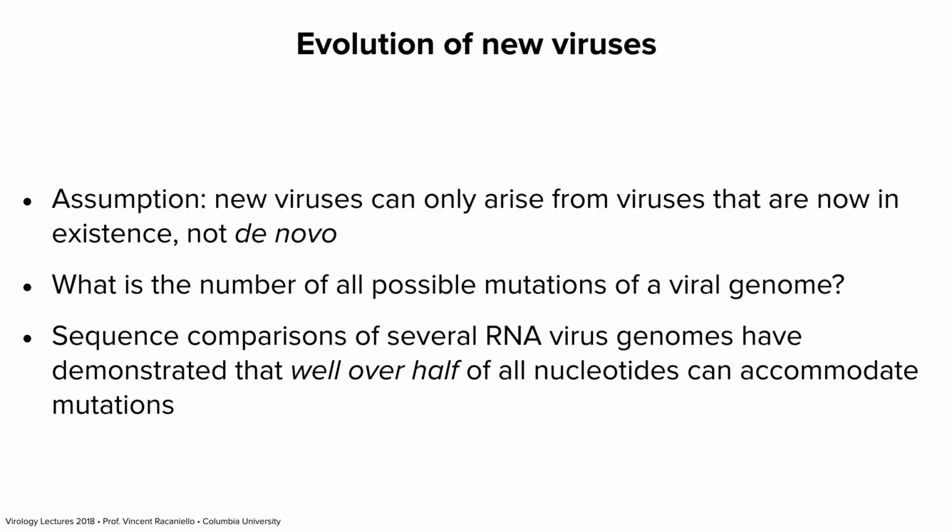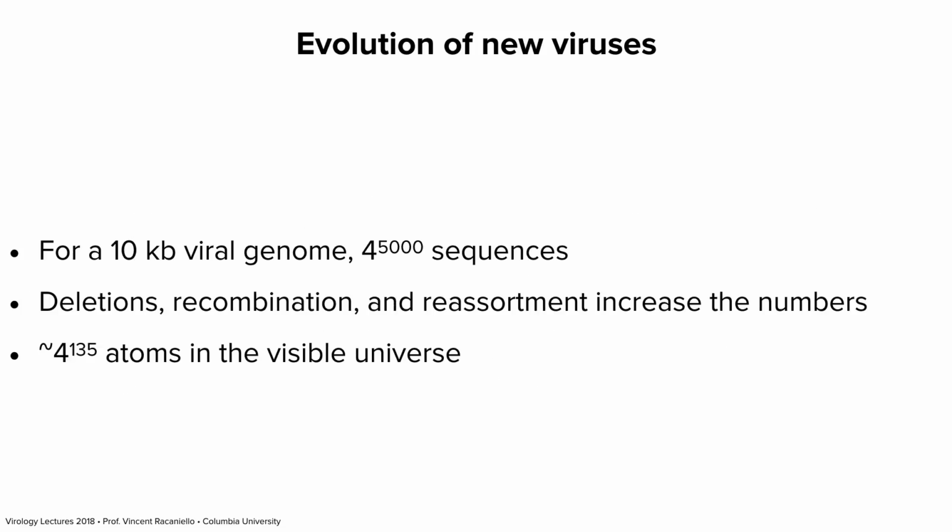So let's think about how many new viruses there could be. What's the number of all possible mutations of a viral genome? Because to get a flu to mutate into something else, you need mutations. Some studies have shown that half of the nucleotides in an RNA virus can accommodate mutations. So let's stick with that number, half. So for a 10 kb viral genome, there are 4 to the 5,000 different possible sequences that can arise by mutation.